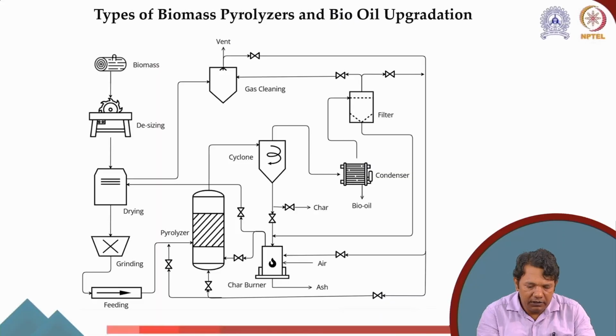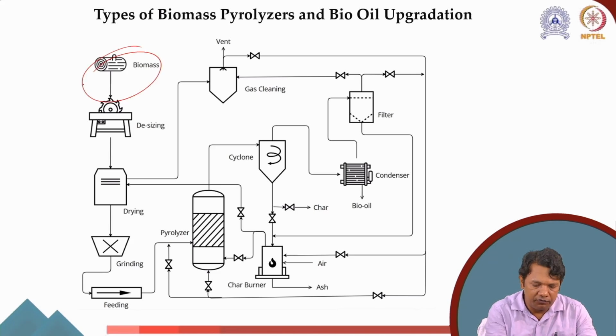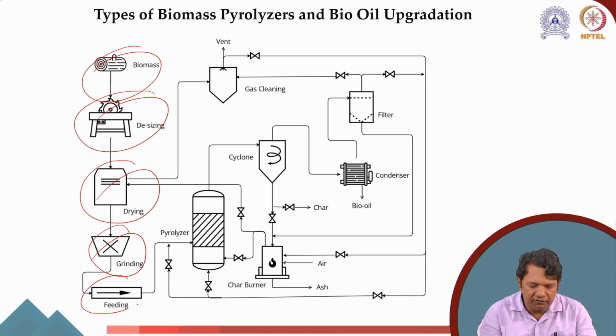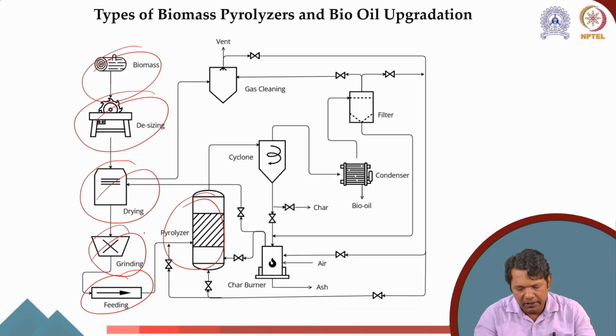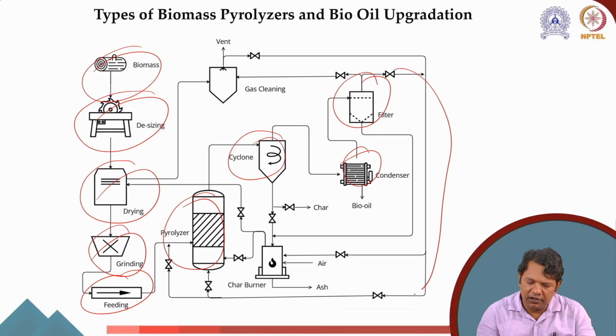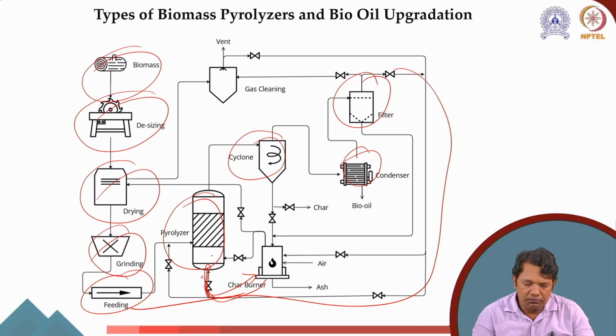If you remember in the previous class, we discussed how to develop the process flow diagram. So we started from biomass, we went to desizing, drying, grinding, feeding, then pyrolysis, and then the gas cleaning, condensation, and then the reutilization of gases and the char. So this is what we used in the biomass pyrolysis. But the problem here is that the bio oil that we get has some challenges.